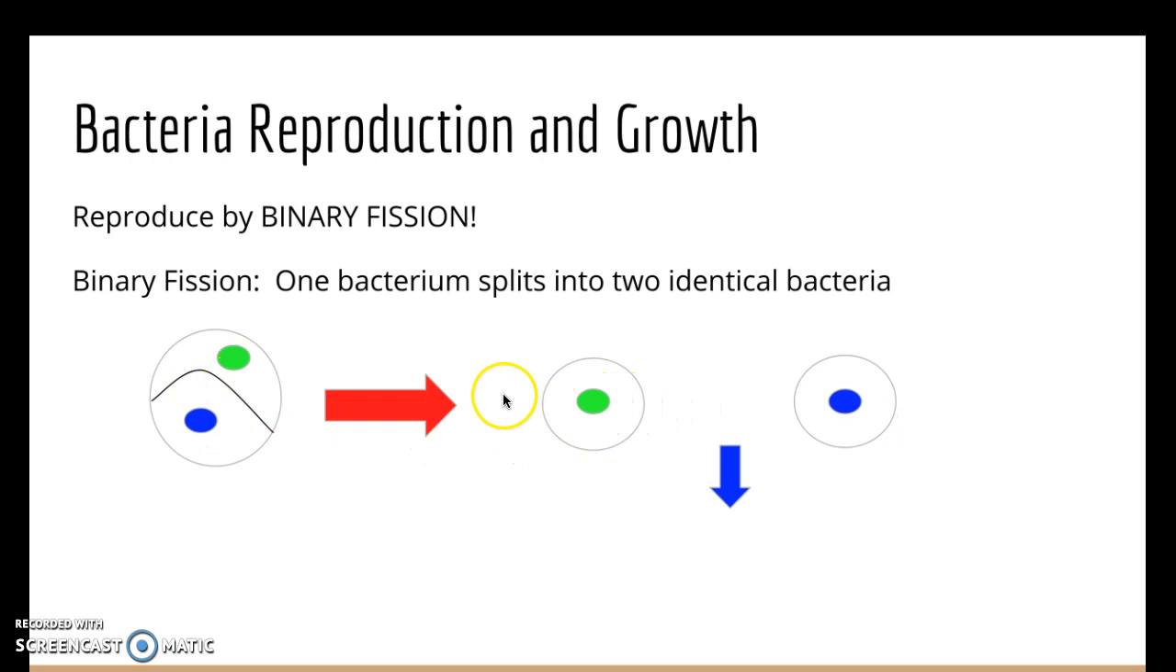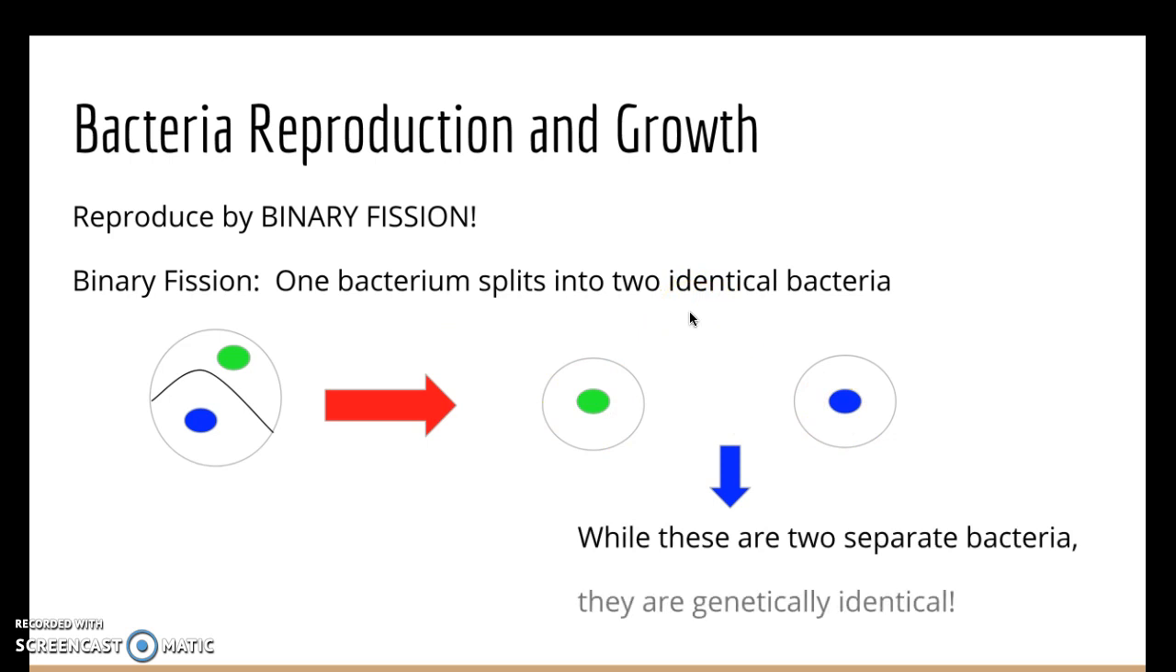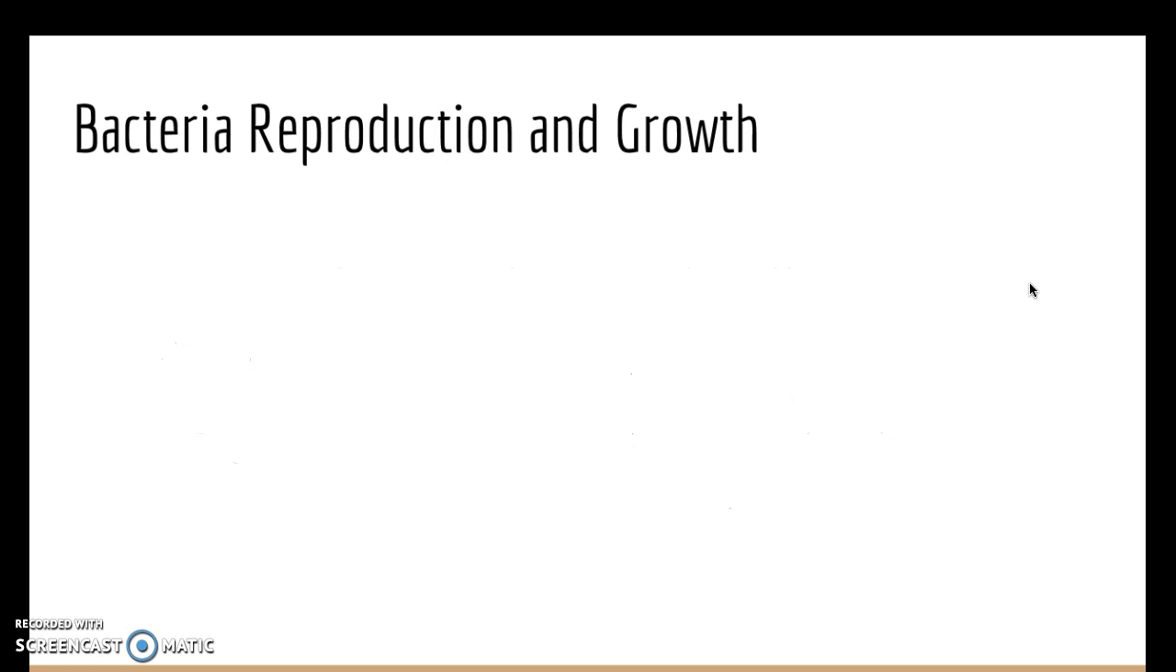It does this all on its own. Even though these two over here are separate bacteria, they are genetically the same. They have the same DNA. Because bacteria have this ability to reproduce on their own with really no help from anything, it is part of the reason why they are the oldest life form on our planet.